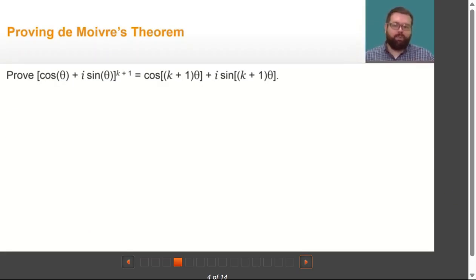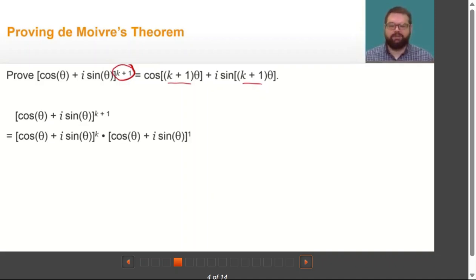The final step is to prove that the cosine of theta plus i times the sine of theta raised to the power of k plus 1 is equal to the cosine of k plus 1 times theta plus i times the sine of k plus 1 times theta. Begin by expanding the left side of the statement, using the power of a product property for exponents. Remember, when the bases are the same, we add exponents. So if we use this property in reverse, we rewrite the expression as multiplication, separating the k and the 1.